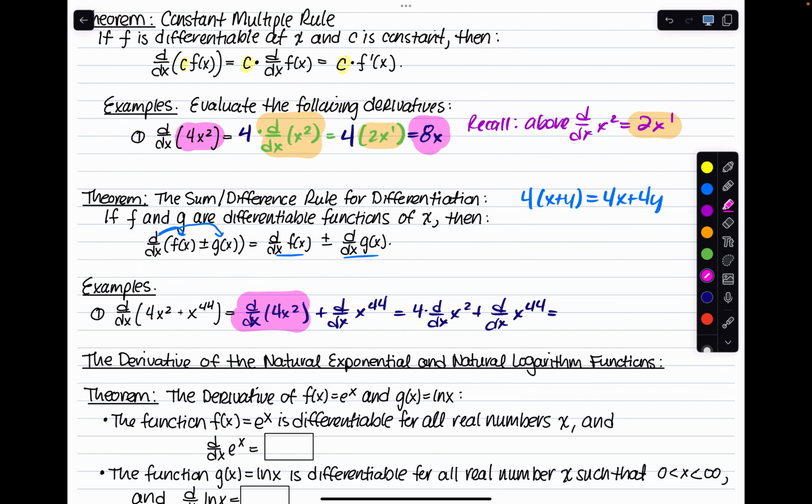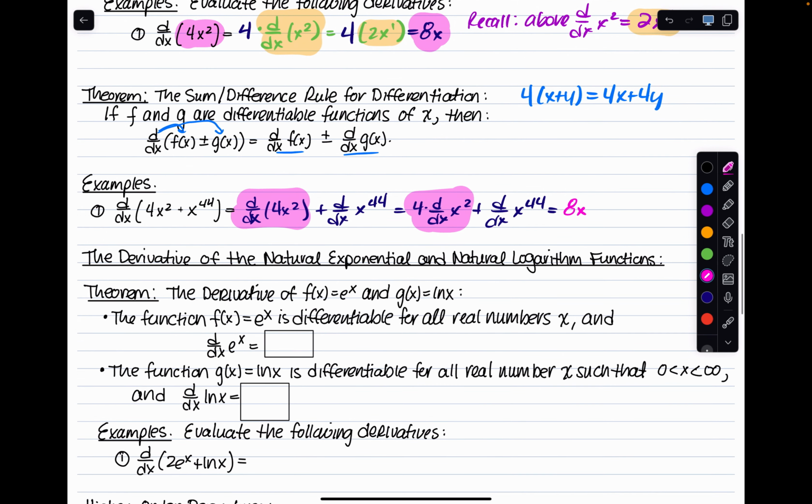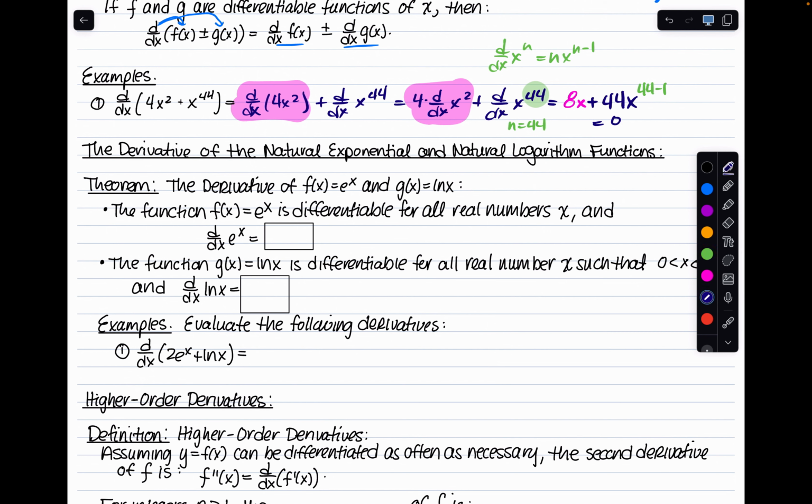So I will evaluate it, or since we already have, I'll go ahead and write it. It's 8x. And then I will differentiate the second function, noting that in this case, n equals 44, and I'm going to apply that power rule. d/dx of x to the n is n x to the n minus 1. So I'm going to bring the 44th power down out in front, multiply 44 by x to the 44 minus 1, making my final answer for this derivative problem 8x plus 44x to the 43rd power.